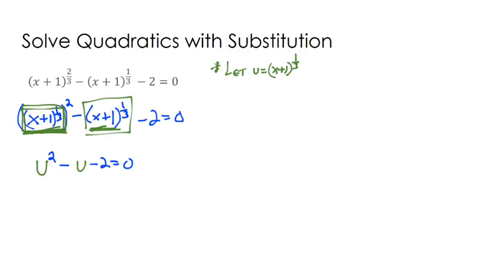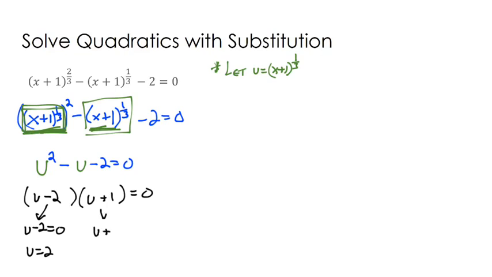And now I've got a little quadratic that just factors beautifully. So if I look at that, that should be u minus 2 times u plus 1. If u minus 2 equals 0, that means u equals 2. And if u plus 1 equals 0, that means u equals -1. Now, we are not quite done yet.